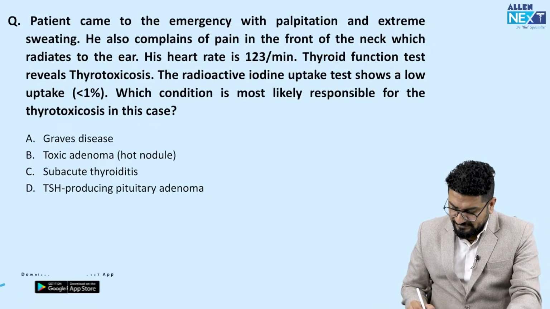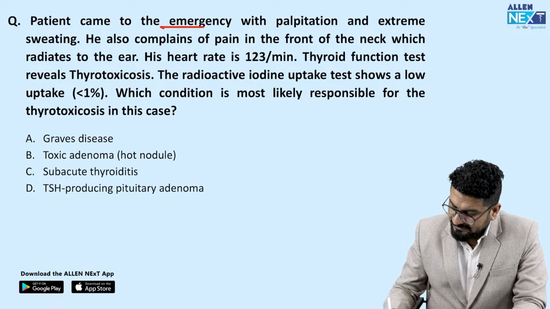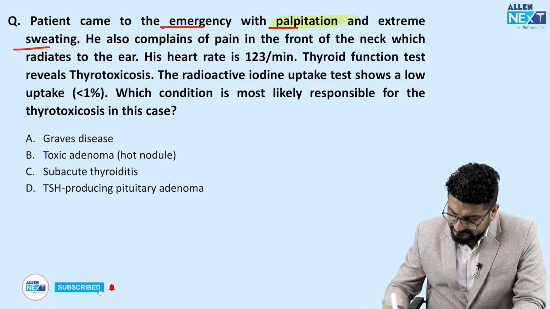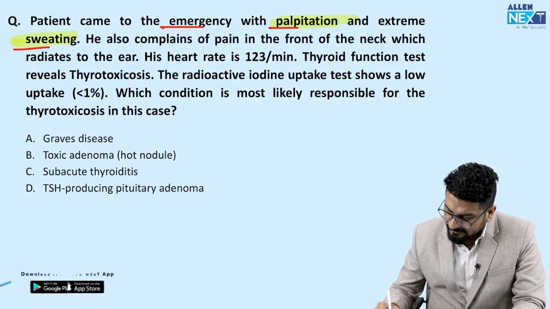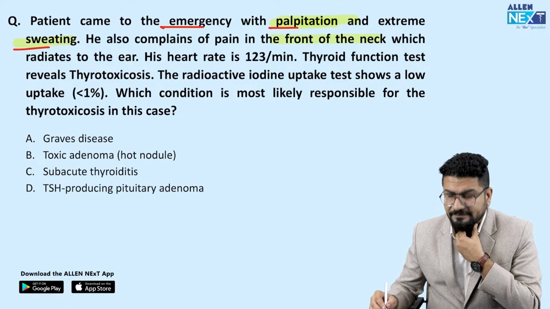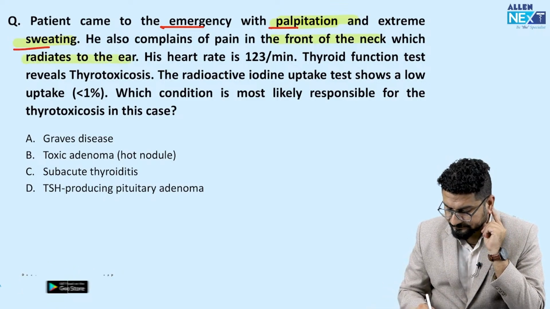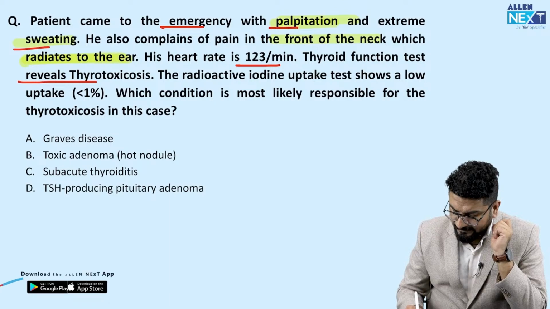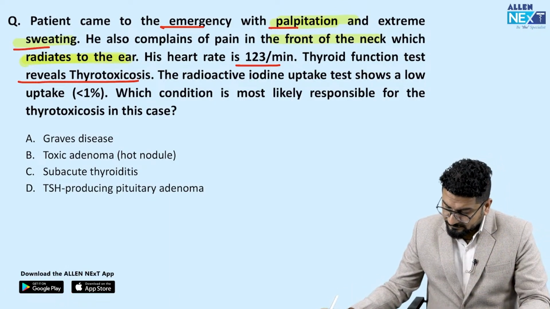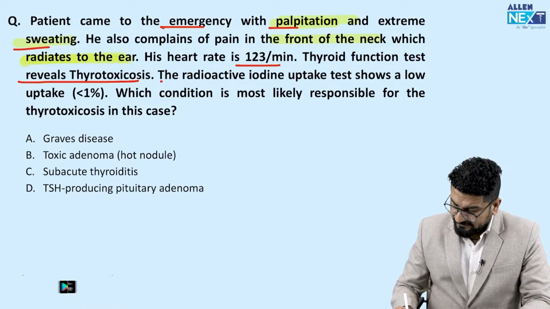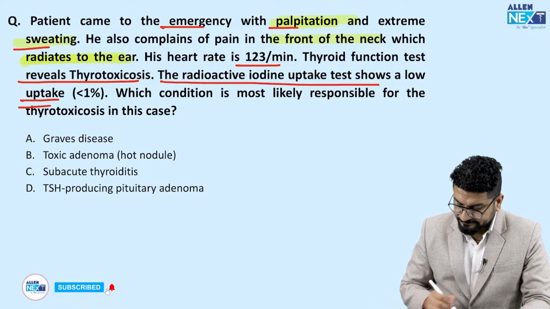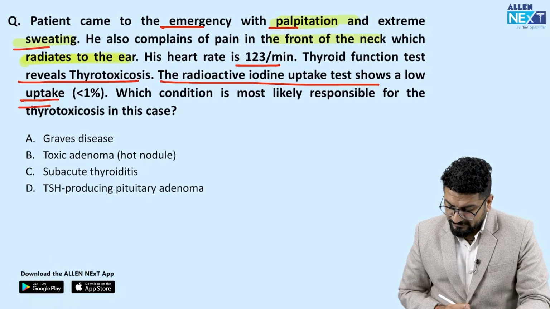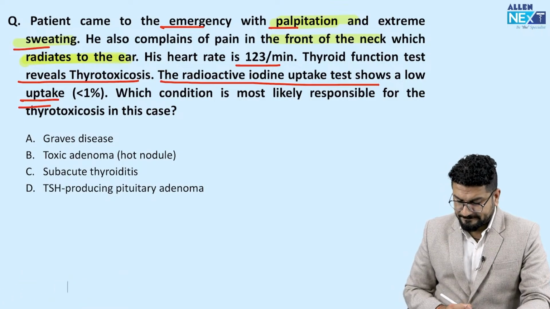Okay, coming to the next condition. A patient came to the emergency with palpitation and extreme sweating. Palpitation is one hint, and extreme sweating. He also complained of pain in front of the neck, which radiates to the ear. There is tachycardia, 123. Thyroid function test reveals thyrotoxicosis. So it's a case of thyrotoxicosis. Radioactive iodine uptake test shows a low uptake. Now, which condition is most likely responsible for thyrotoxicosis in this case?